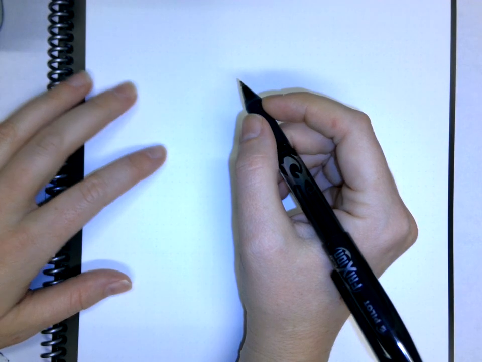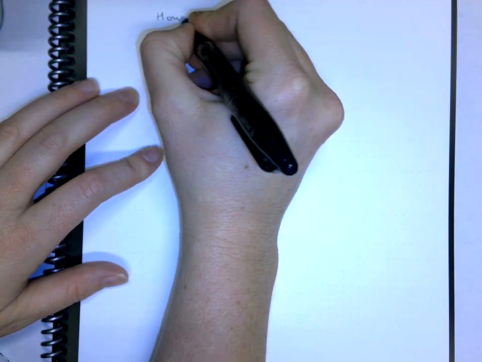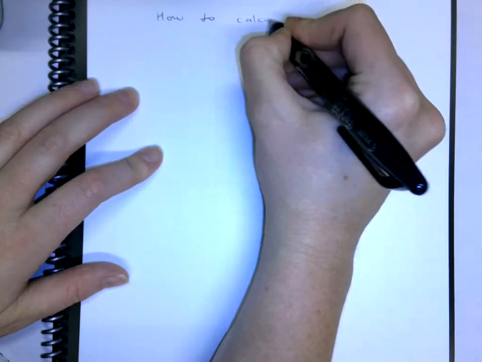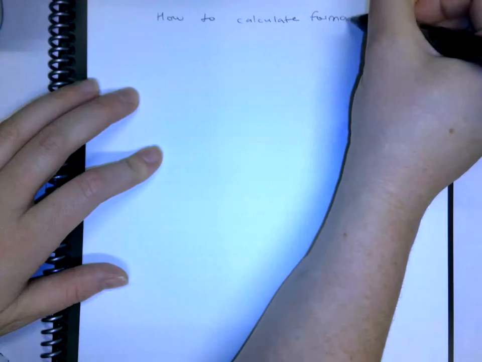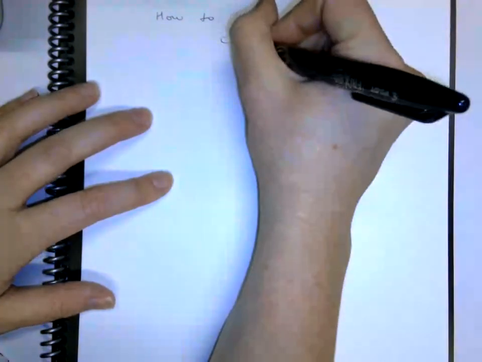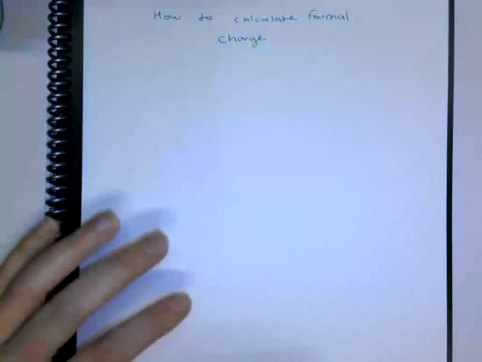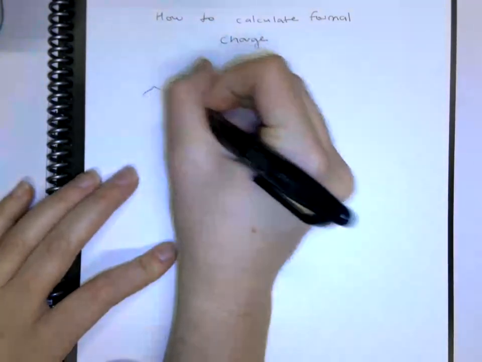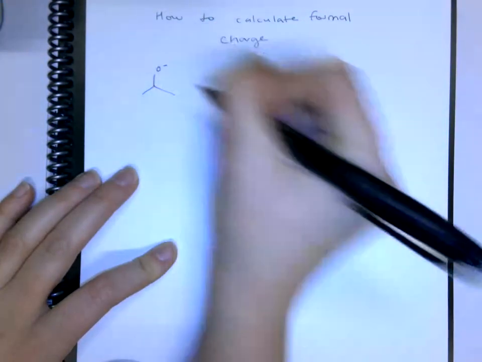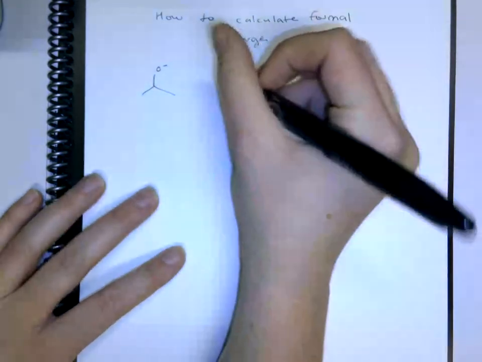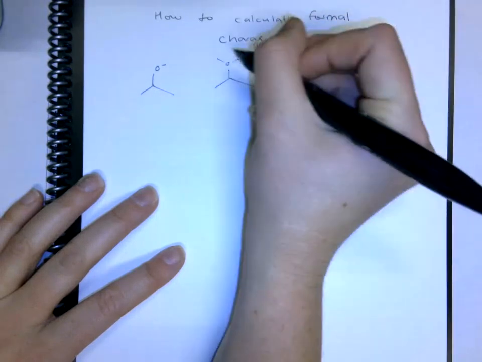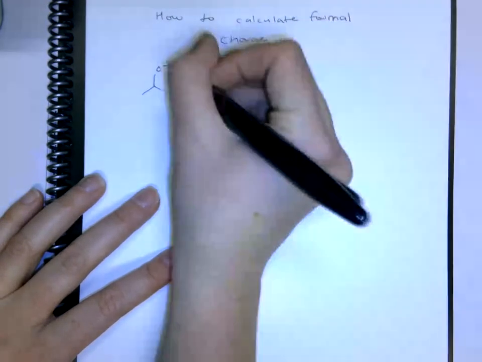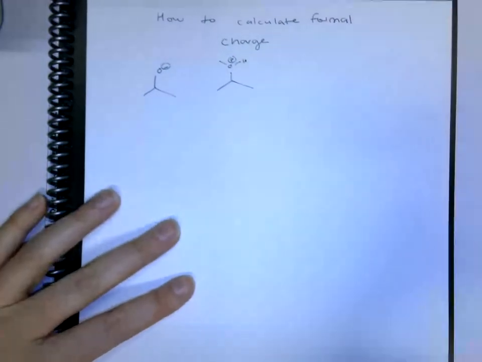Hi all, today I'm going to do a quick video on how to calculate formal charge. Formal charge is important because, I don't know if you have connected these dots maybe. Sorry, it's hard for me to say and write, but a lot of times in organic chemistry, we'll see charges on molecules. For example, you might see an oxygen that's negatively charged, or an oxygen that's positively charged, or carbons that are positively charged.